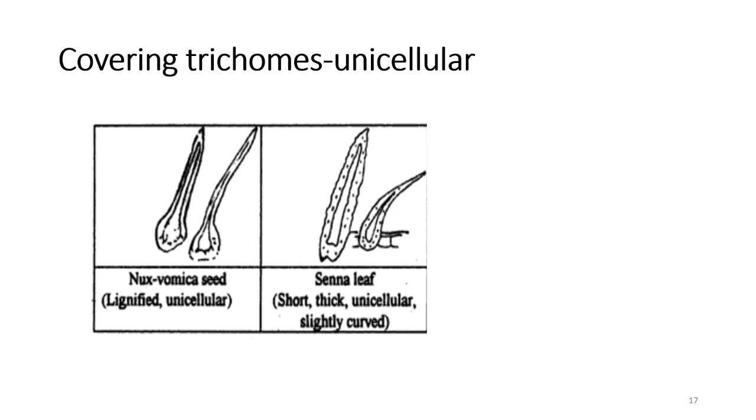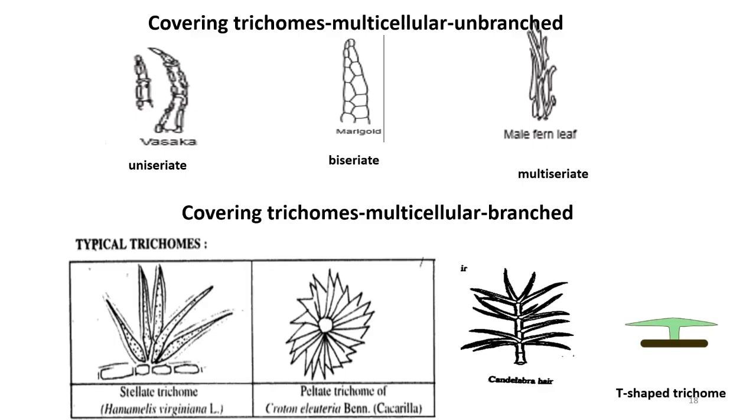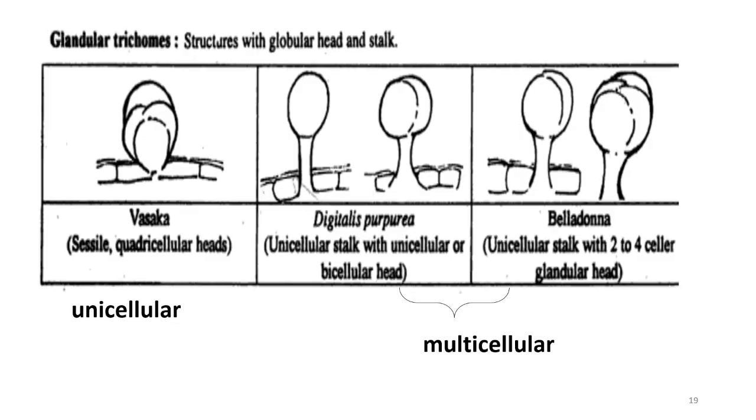Next, Strophanthus seed, it has lignified unicellular covering trichomes. In the case of senna, it is short, thick, unicellular, slightly curved covering trichomes. Then these are the multicellular unbranched types: Vasaka uniseriate, biseriate marigold or calendula. Then multiseriate, male fern leaf. Then typical covering trichomes like stellate trichome, Hamamelis, then peltate, croton, then candelabra hair, and T-shaped trichomes.